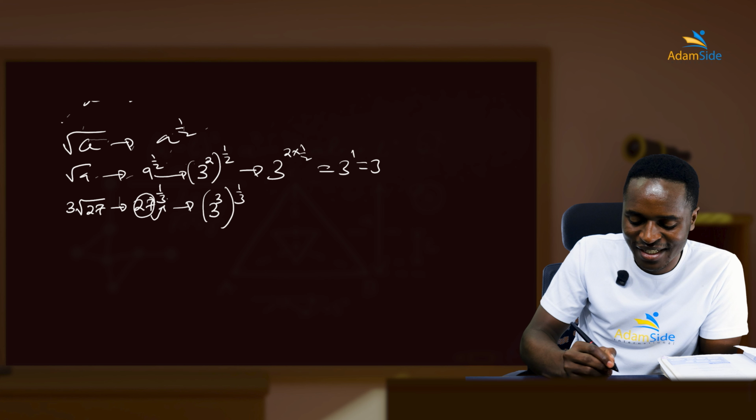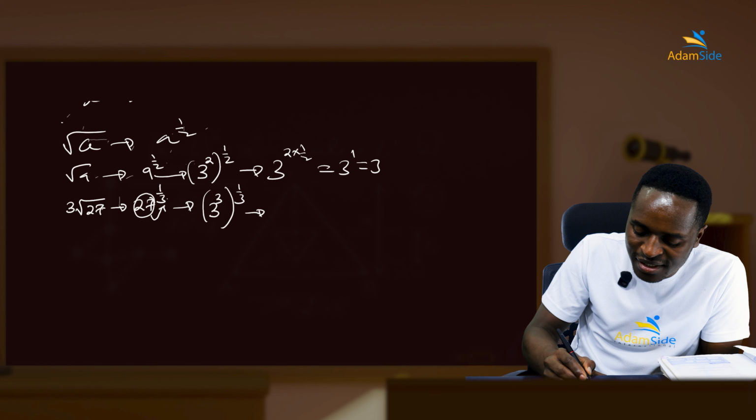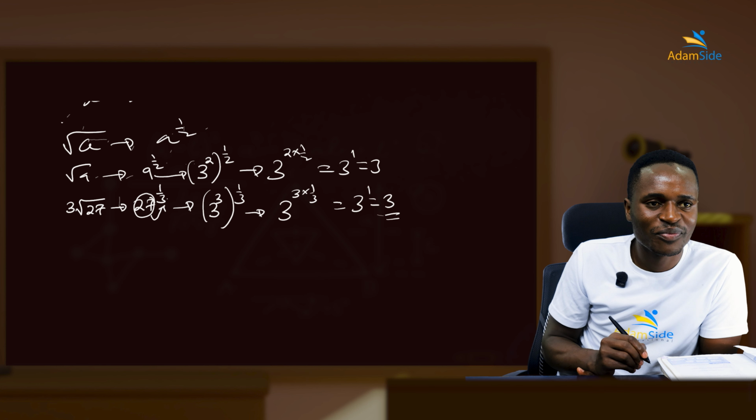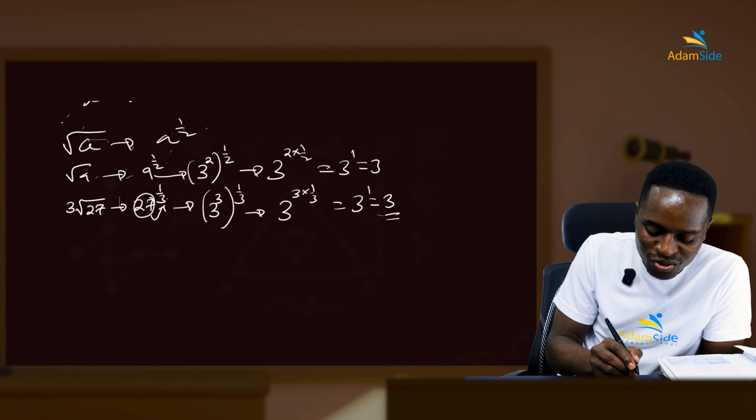power 1 over 3. How do you open the powers? You keep the base the same and multiply the powers. So a third of 3 obviously is 3 power 1. Then you get your answer as 3. That's it. So you also need to understand that.